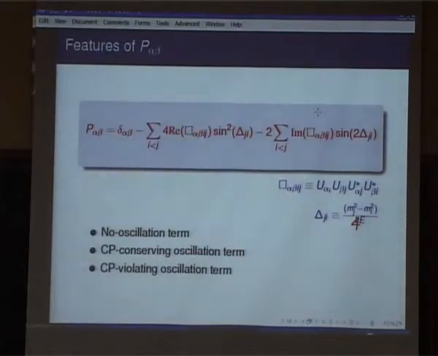Both are oscillation terms. The slight difference is that this term has a frequency sine squared delta_ji, and this is sine of 2 delta_ji. But note that finally the period of this and this is the same, because it's sine of 2 delta_ji. Then if alpha is not equal to beta, the probability is negative if delta_ji is greater than 0. Your bracket will turn out to be negative.